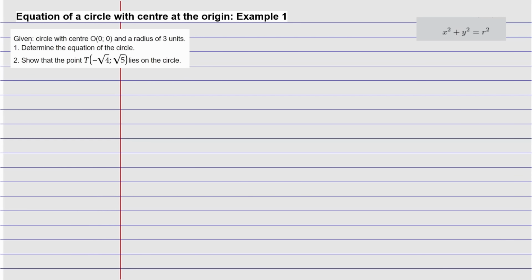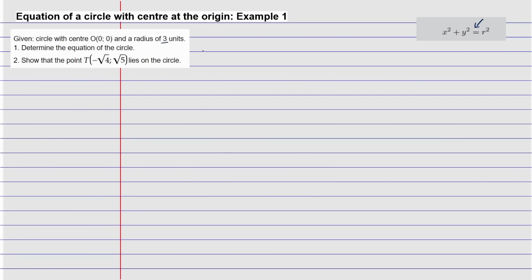The first example says, given that the center O, which is at (0, 0), and a radius 3, which is 3 units, right? The first question says what? Determine the equation of the circle. So we know the fact that when the center is at the origin, or the center O is (0, 0), then this is the equation that we're going to use.